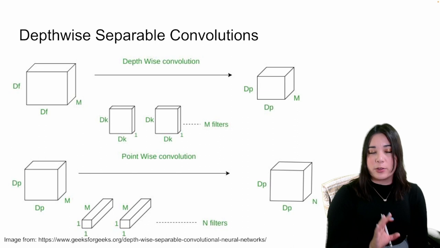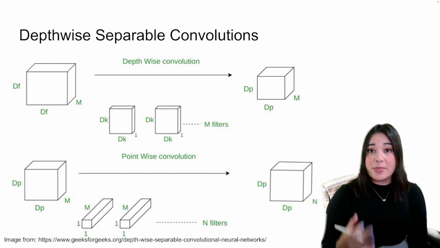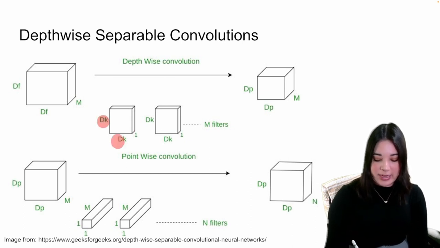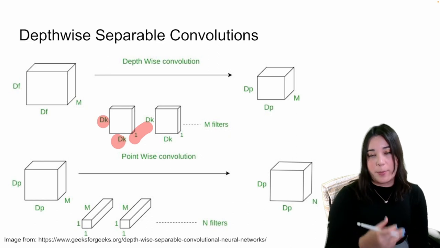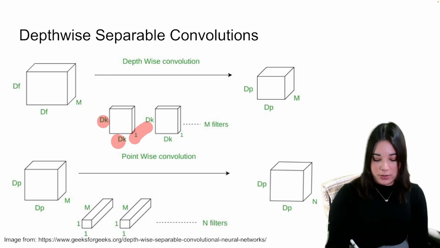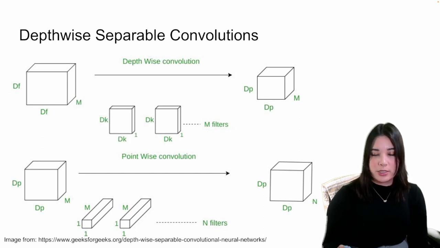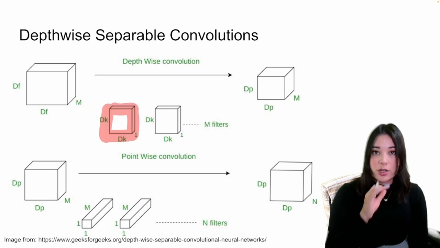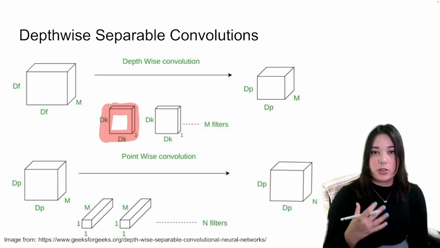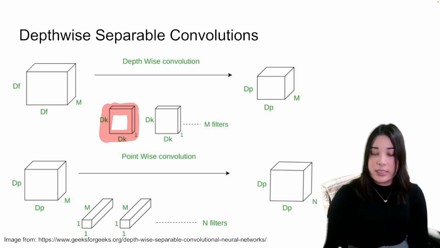In depthwise separable convolutions, we basically make the assumption that each channel of our image is independent. And thus, instead of having filters that are dk by dk by m, where the depth m represents the number of channels in our image, we learn individual filters that are only one-dimensional. They are dk high, dk wide, but only one layer deep. This is the depthwise portion of depthwise separable convolution. We apply one of these filters to each of our channels individually. So for instance, in an RGB image, we would apply one filter to the red layer, one to the blue, and one to the green. This will leave us with an output that is dp by dp by m.